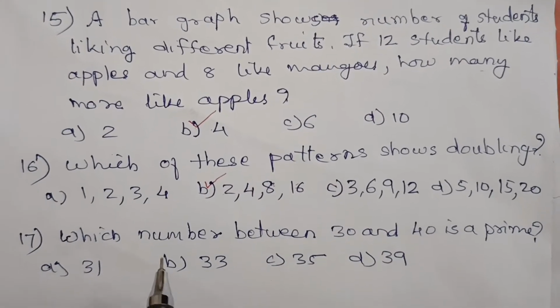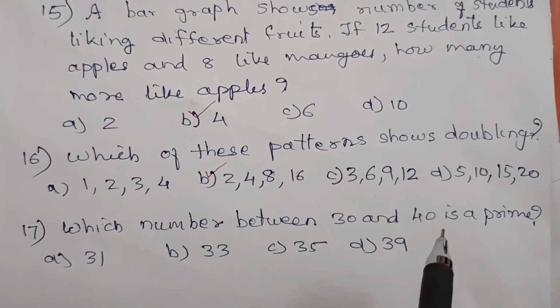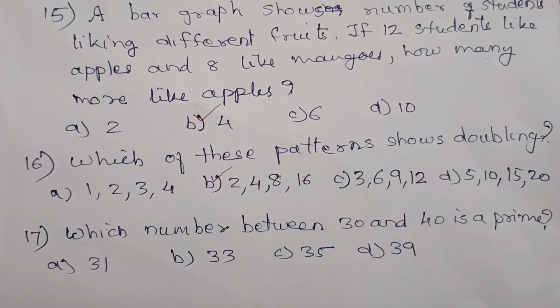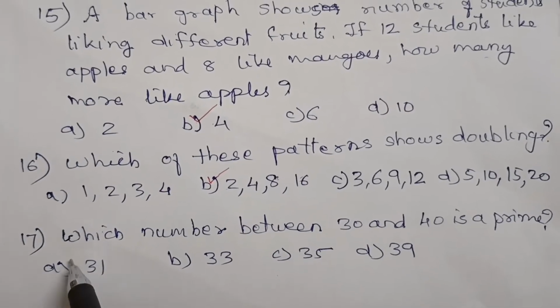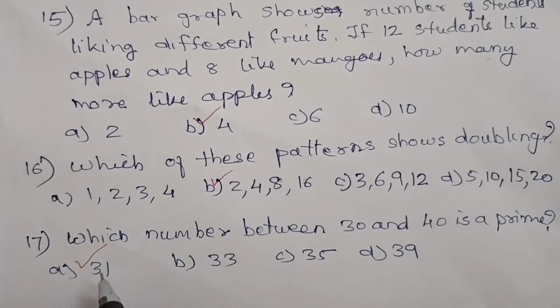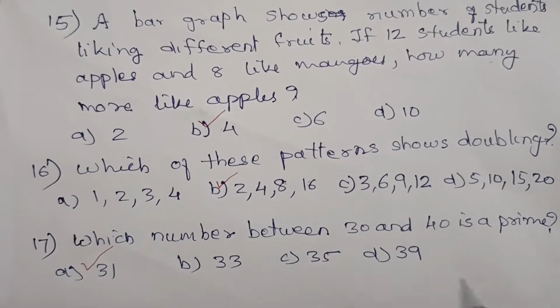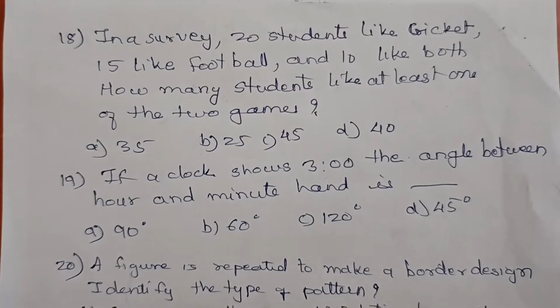Question number 17. Which number between 30 and 40 is a prime number? Correct option is option A, 31. All these are composite numbers.